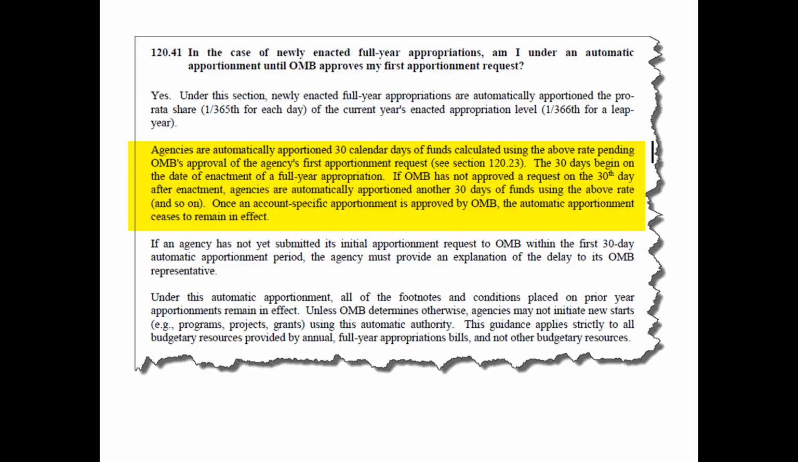There are a couple of caveats. Any footnotes or conditions placed on a prior year apportionment remain in effect under this authority. And you cannot start any new programs under this automatic authority. That would have to wait for a signed apportionment. I should also point out that if you do not submit your initial apportionment to OMB within the 30-day automatic apportionment period, you will have to provide an explanation of the delay to OMB. This requirement also applies to apportionments due by August 21 for those accounts with resources that are not dependent on appropriation acts, like carryover, user fees, permanent appropriations, and the like.